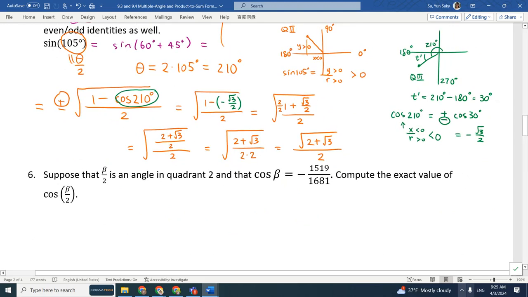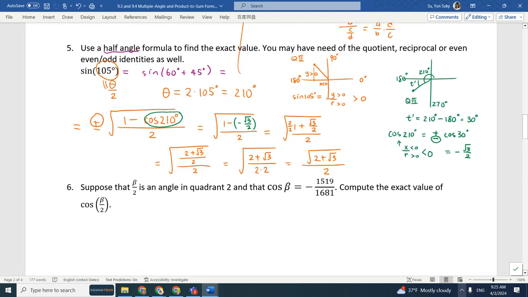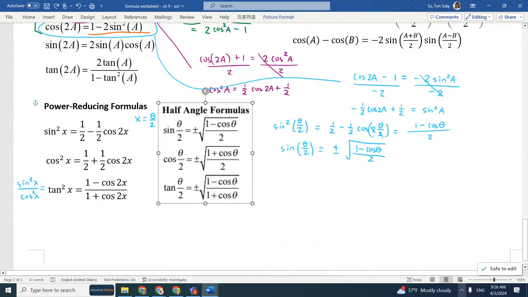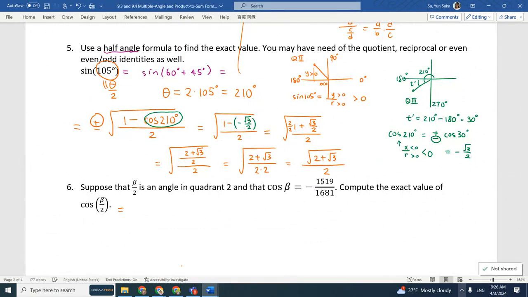So like here, beta over 2, and we're looking for cosine beta over 2. Which formula do we use? The cosine, right? Everybody? The cosine beta over 2 is plus or minus square root of 1 plus cosine beta over 2. Okay, so write this down. This is plus or minus square root of 1 plus cosine beta over 2. Right, everybody?